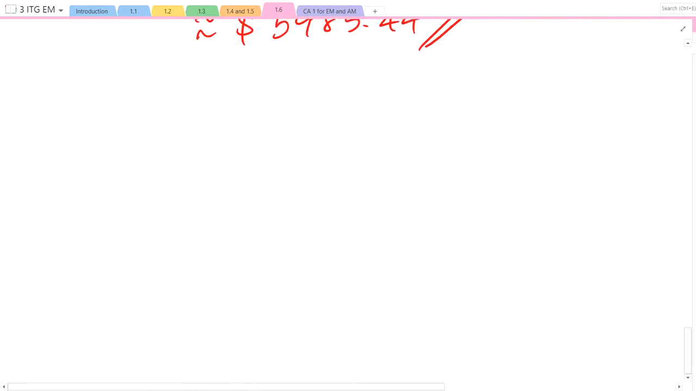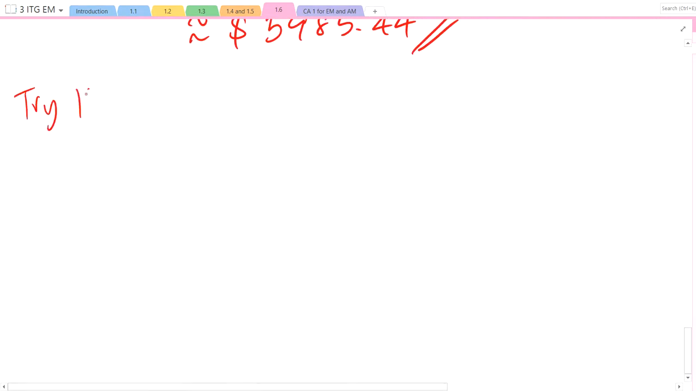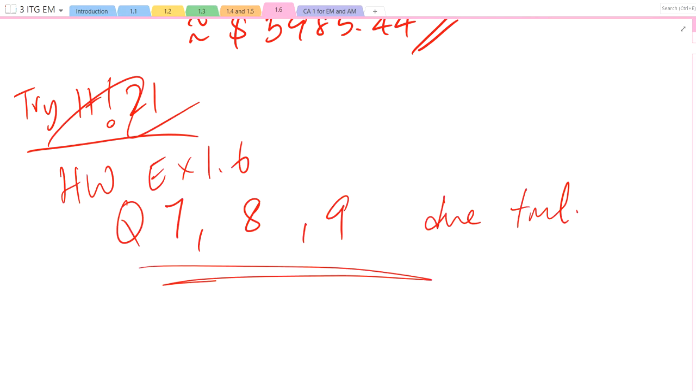We've got one last part, which is Try It 21. This is working backwards. They give you all the information, and they want you to find the original loan, the principal. So can we take some time to try this first? Try 21 now. So these are your homework questions.